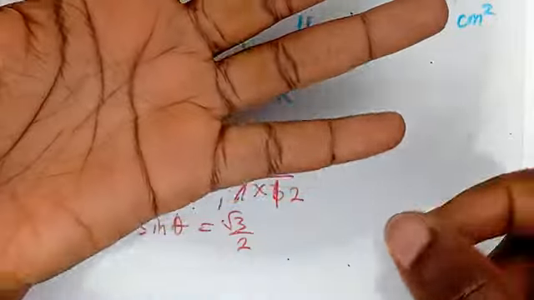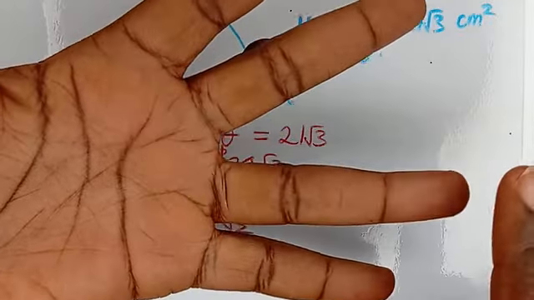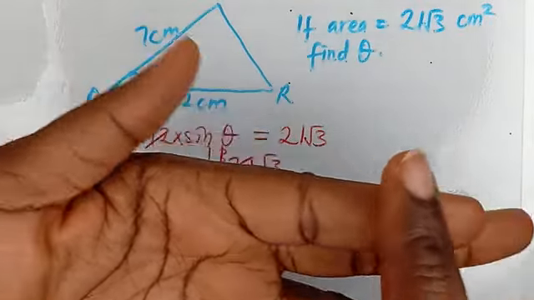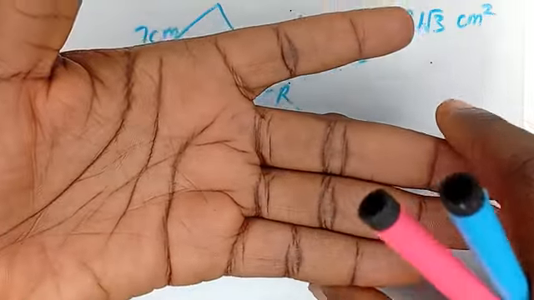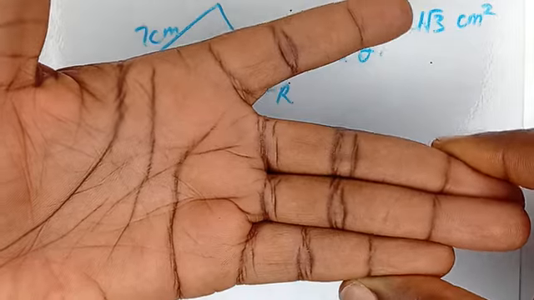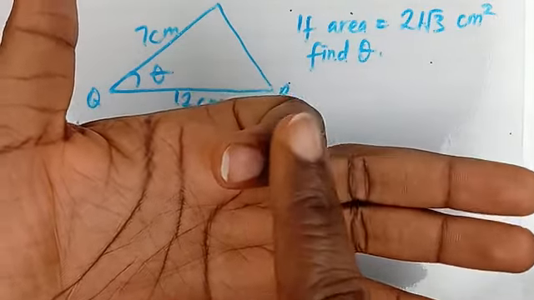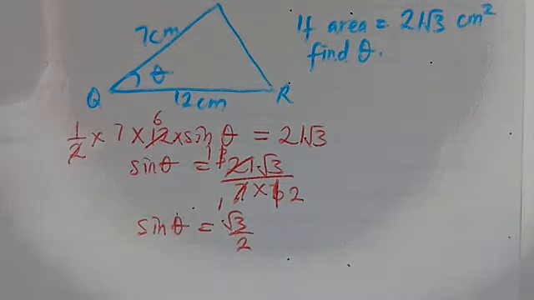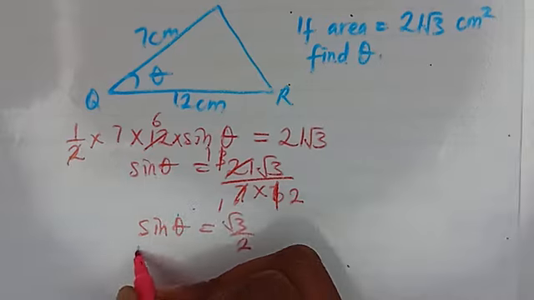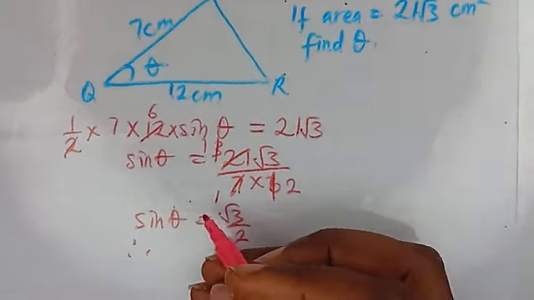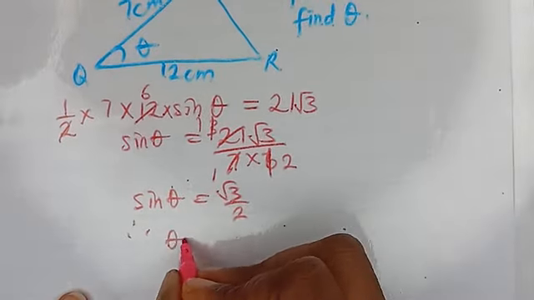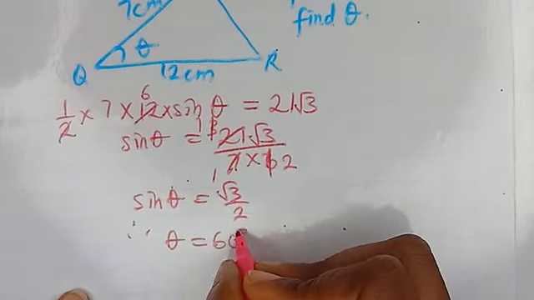So remember that these are the angles 0, 30, 45, 60, and 90. Since it is root 3, that is this, meaning that our angle is this: 60. Therefore, working without a calculator, theta is equal to 60 degrees.